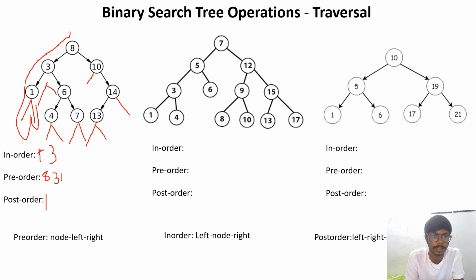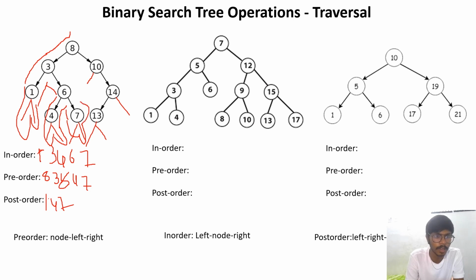We go like this, 6 for the first time, so we write 6 here, and 4 for the first time also we write here. 4 for the second time means it is in-order, and 4 for the third time means it is post-order. Then 6 for the second time, which means in-order. 7 for the first time. Then 7 for the second time and then the third time.